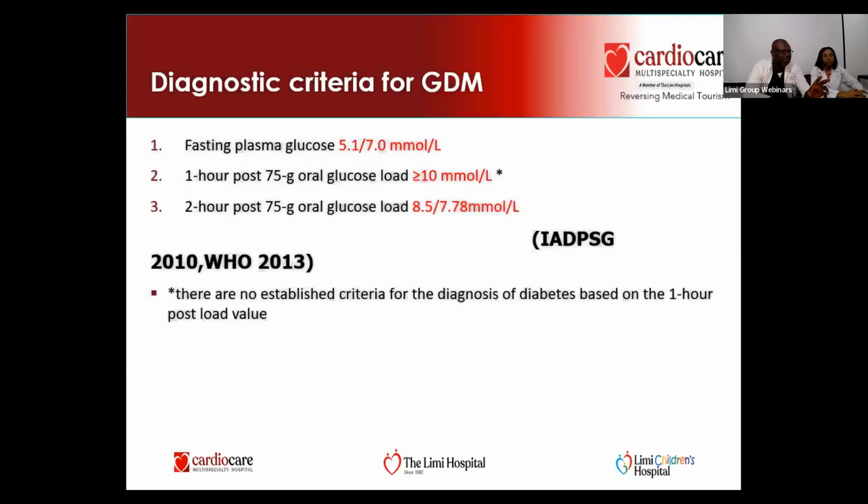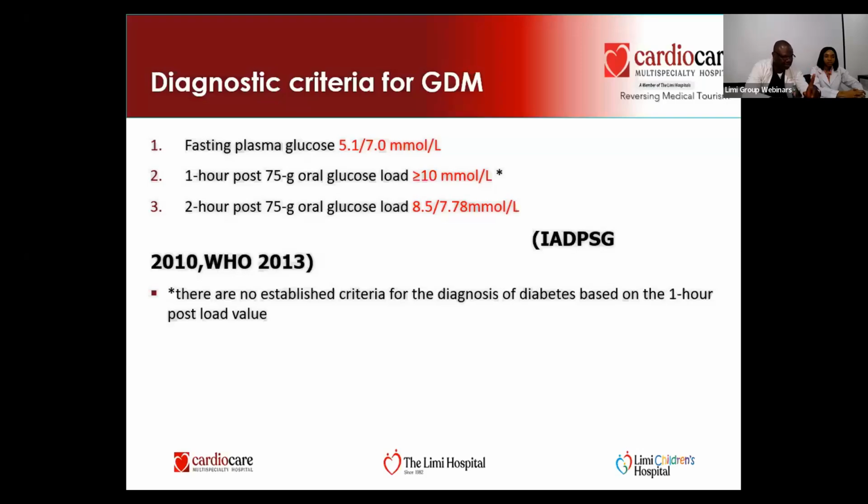Now, when you have a fasting plasma glucose of 5.1 or greater, up to 7.0 and above, what it means is gestational diabetes, according to IADPSG and WHO. 1 hour post 75 gram load greater than 10 is gestational diabetes, according to IADPSG. But for WHO, we don't do 1 hour, just only 2 hours. Then 2 hours after 75 grams, 8.5 is gestational diabetes, and 7.8 for WHO.